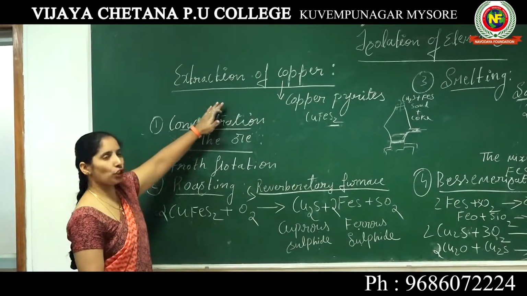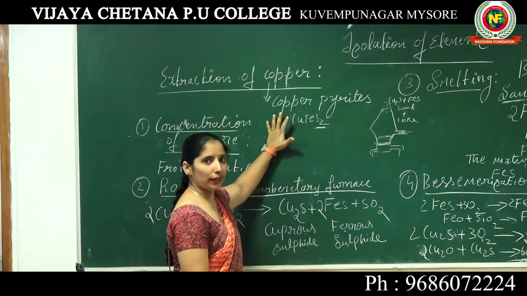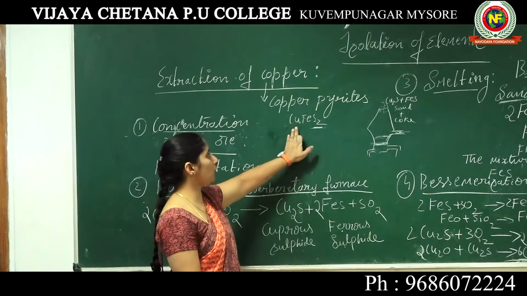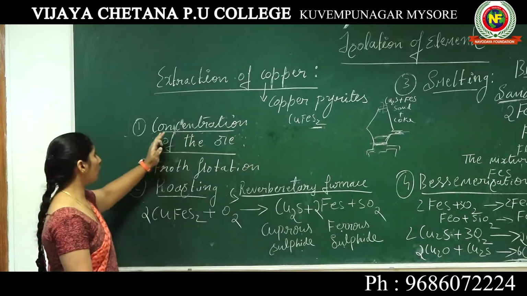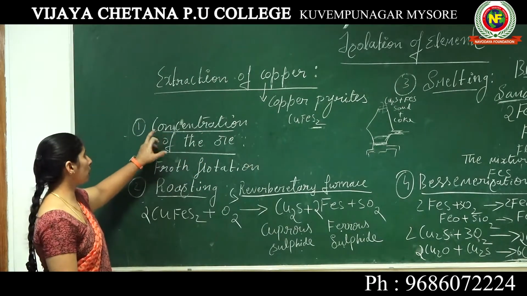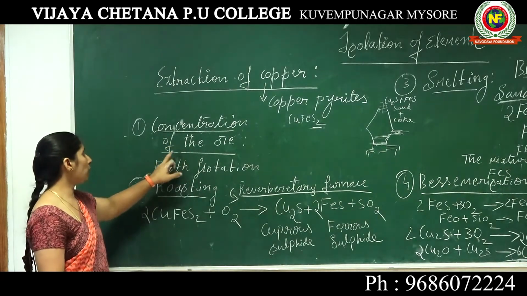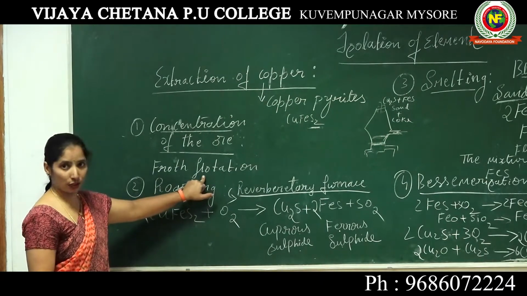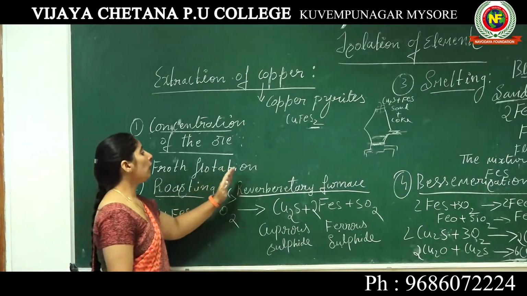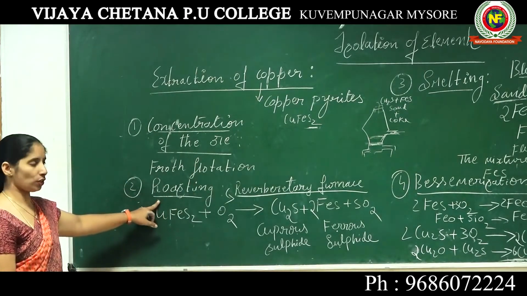This is the extraction of copper. I am taking the ore, copper pyrites, having the composition CuFeS2. First we crush the ore into powder, and next we concentrate the ore. The first step is concentration of the ore through the froth flotation process. Next we heat in the presence of excess air, called roasting.